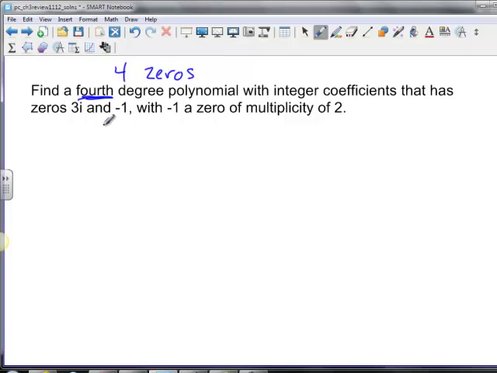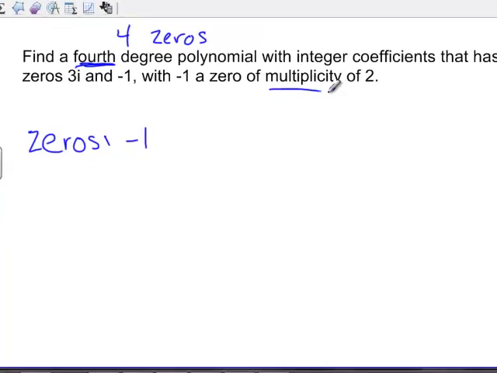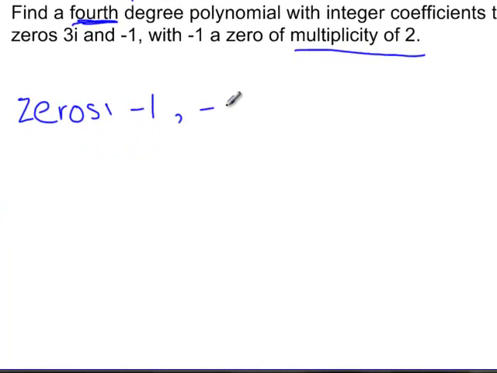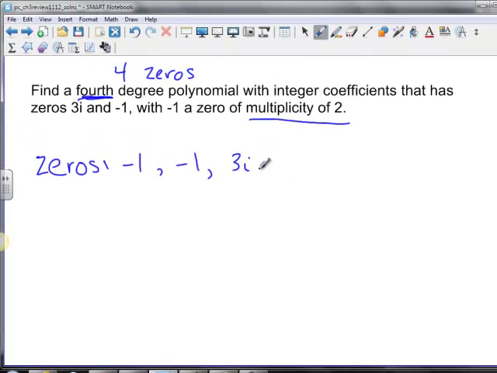But it only gives us 2 zeros, 3i and negative 1. And then it says negative 1 is a zero with a multiplicity of 2. So really what I'm going to do is say, all right, my zeros are negative 1. Since it's a multiplicity of 2, I'm going to write it again, negative 1. And then it says 3i is a zero. And there's a complex zero theorem that says if 3i is a zero, then negative 3i is a zero because they're complex conjugates. So now I have 4 zeros.